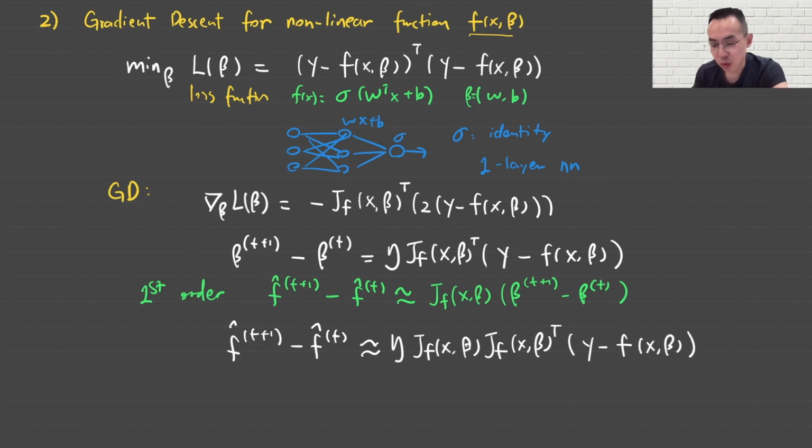Okay, so this is the equation we got in the end, right? You see that this equation looks a lot like the linear case. So we can actually define this Jacobian times Jacobian transpose as a kernel matrix K. This is the definition of the neural tangent kernel.